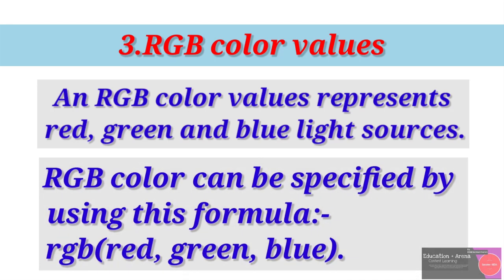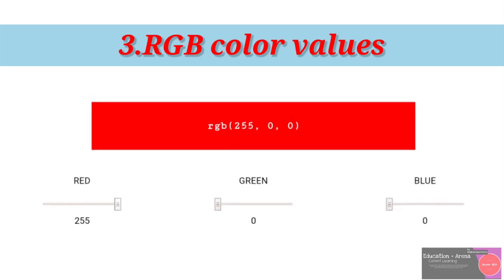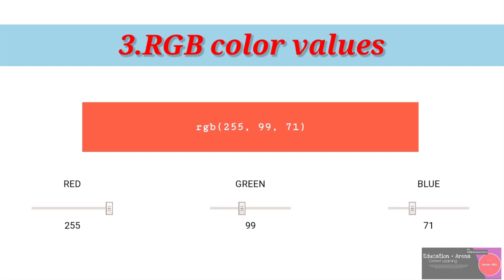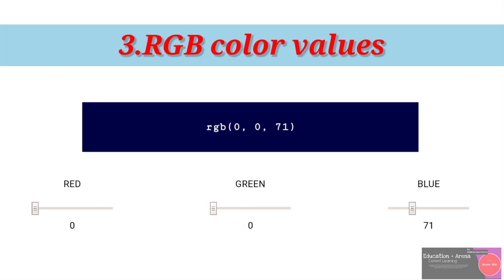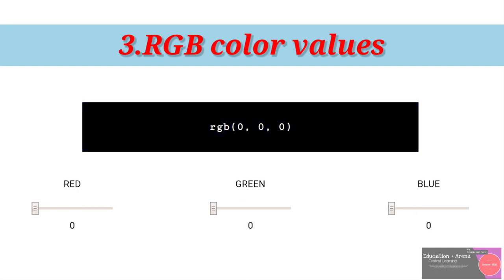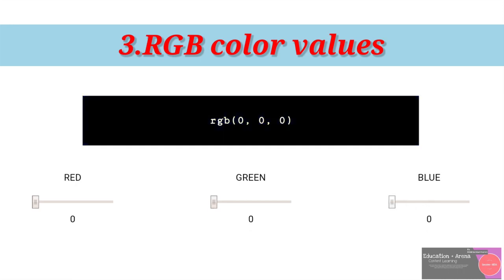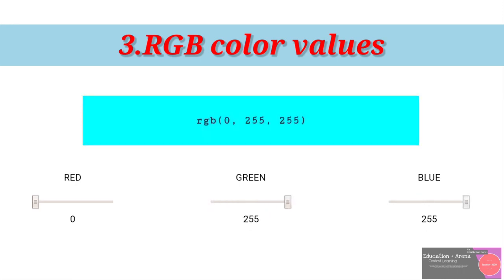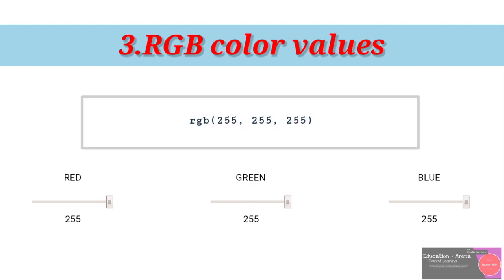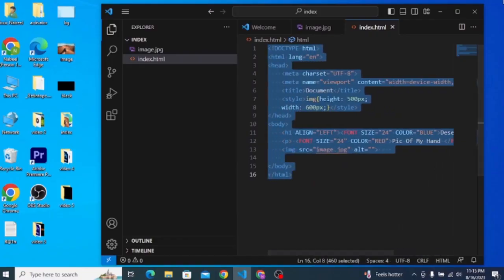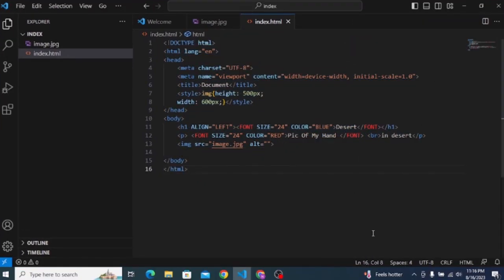RGB is the formula of colors, which is specified by the values as here you can see. So now going practically, I will tell you how to change the color of your web page.